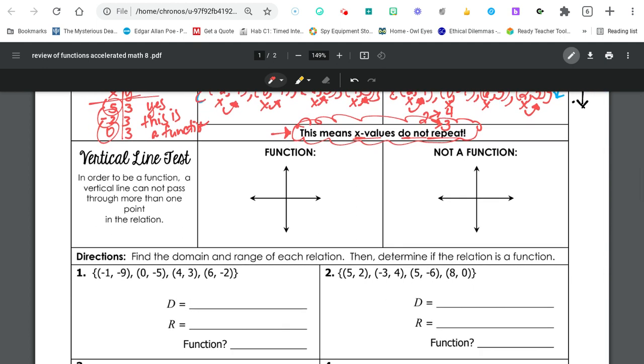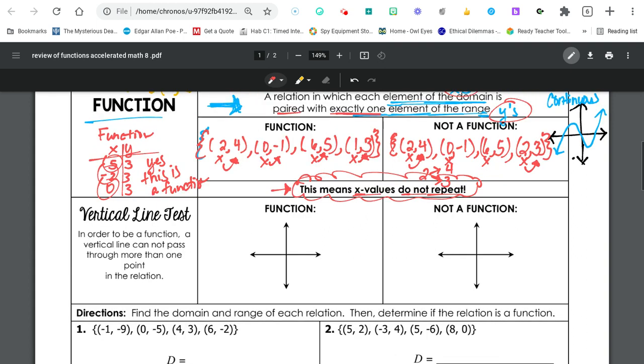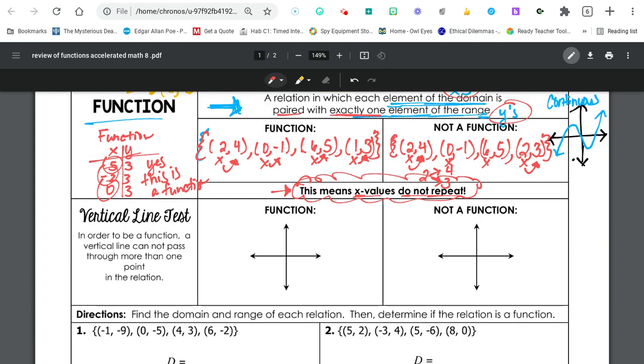All right, let's take a look at what you do if you don't have a set of ordered pairs or a table to tell whether the x's are repeating or not. You do what we call a vertical line test, and this is for a graph. If I give you a graph and ask you whether or not it's a function, you just do a vertical line test. It says in order to be a function, a vertical line cannot pass through more than one point in the relation, basically in the graph.